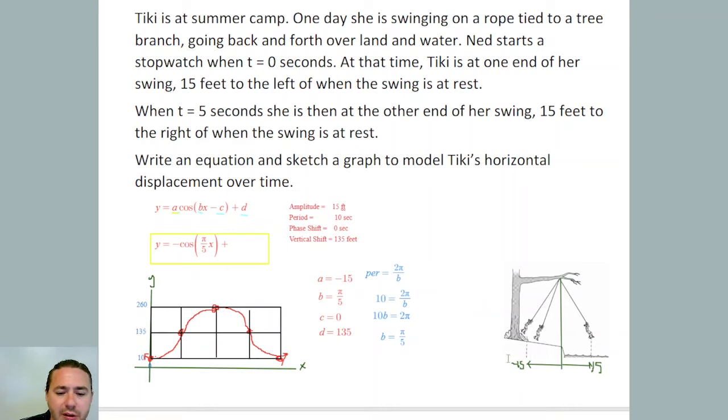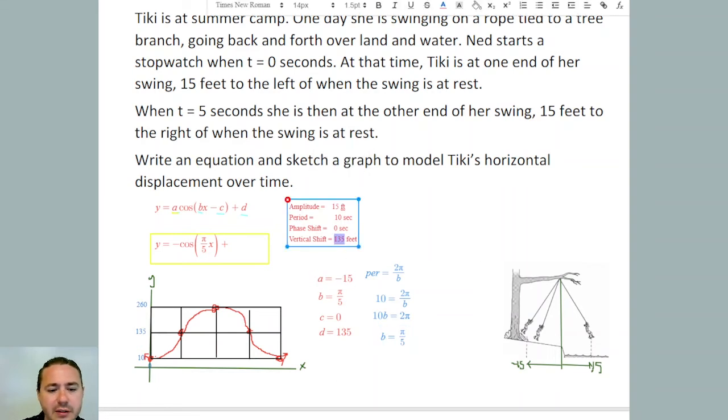So, this negative 15 is going to be the minimum, and this positive 15 is going to be the maximum. So my vertical shift is going to be 0 because my equilibrium we're calling 0 displacement. So my D value is going to be 0. Okay, so D value 0.